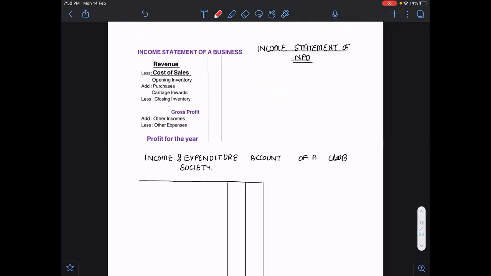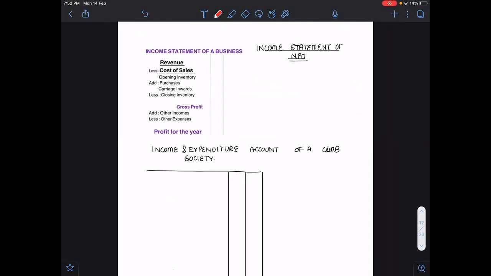Make an income statement of an NPO. Why is the income statement of an NPO made? To find the profit from the shop.